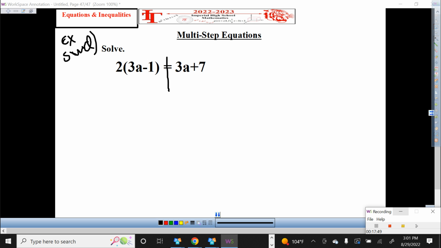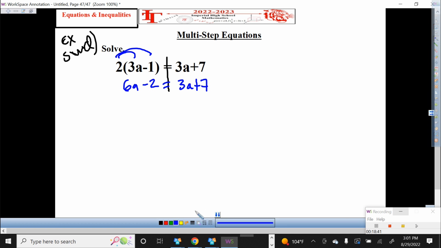Should be just about done. All right, share with the neighbors, see where they're at so far. All right, let's see. Get us started, Braden. What do I do? Distribute. Yes, that becomes 6a minus 2 equals 3a plus 7. So far, so good, yes? All right. Continue, Jaden Wilson.